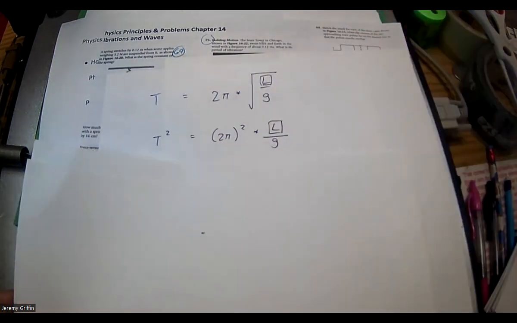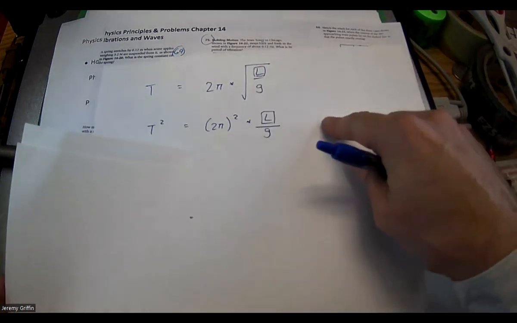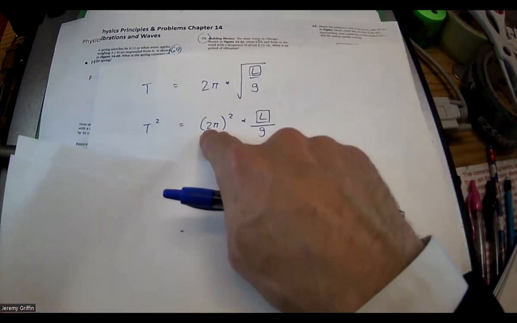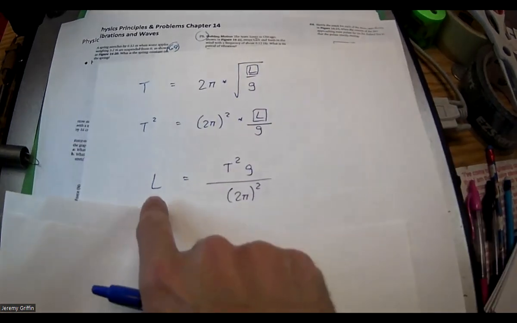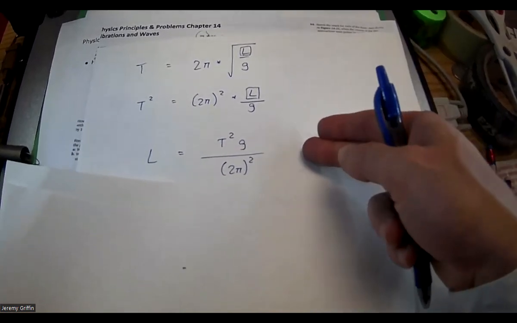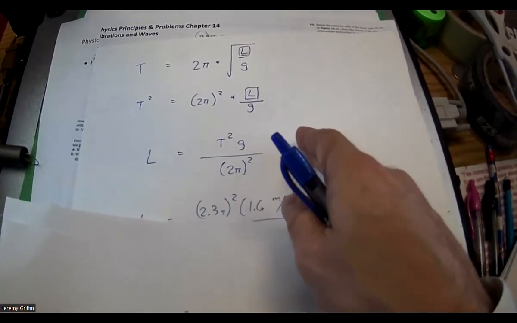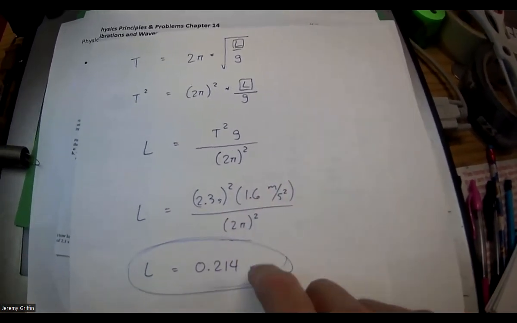Now what you're solving for is buried underneath the square root. At some point you need to square both sides, so I went ahead and took care of that first. Then I bet you can take this 2 pi quantity squared, divide it down, and cross multiply with the g, and that would isolate length, right? So there's the general expression for length in terms of everything else. Then you just feed in the numbers they gave you, and I got that right there.